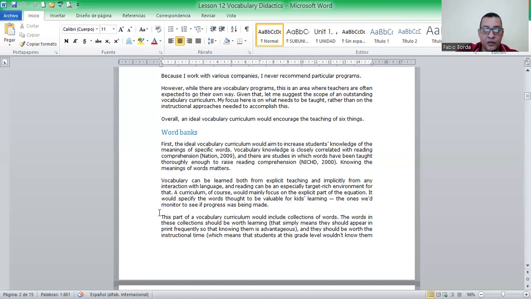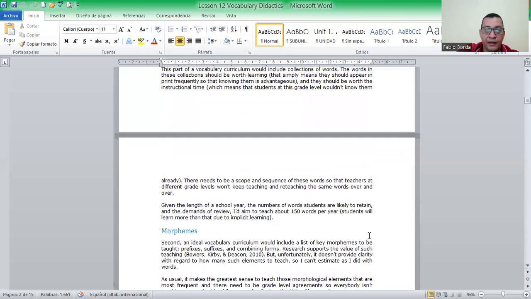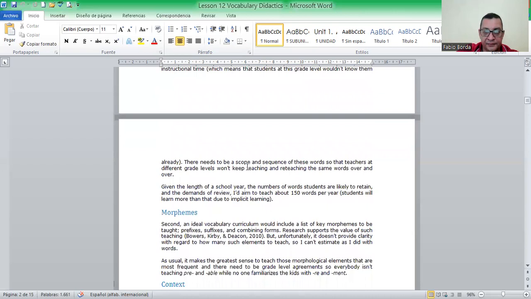The words in this collection should be worth learning. That simply means they should appear in print frequently so that knowing them is advantageous. They should be worth instructional time, which means that the students at this grade level wouldn't know them already. There needs to be a scope and sequence of these words so that the teachers at different grade levels won't keep teaching the same words over and over.